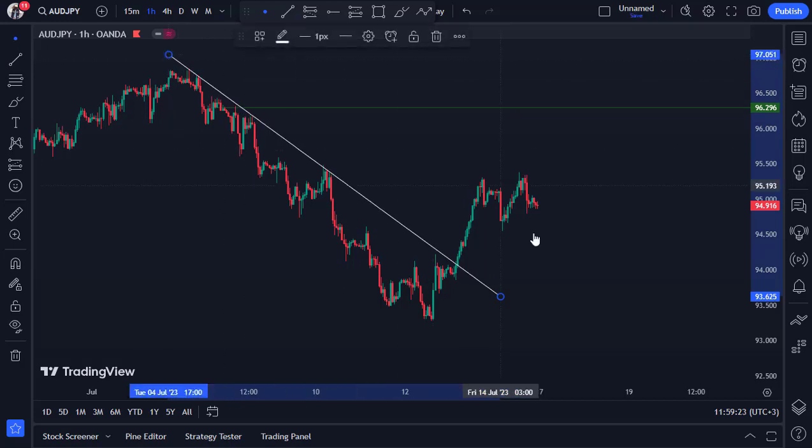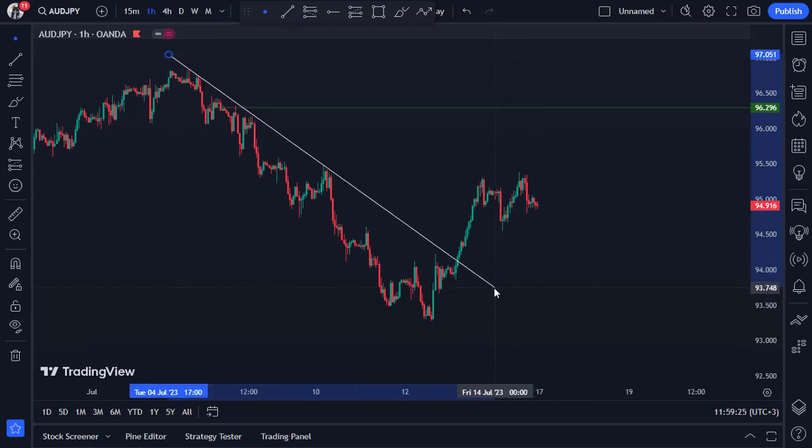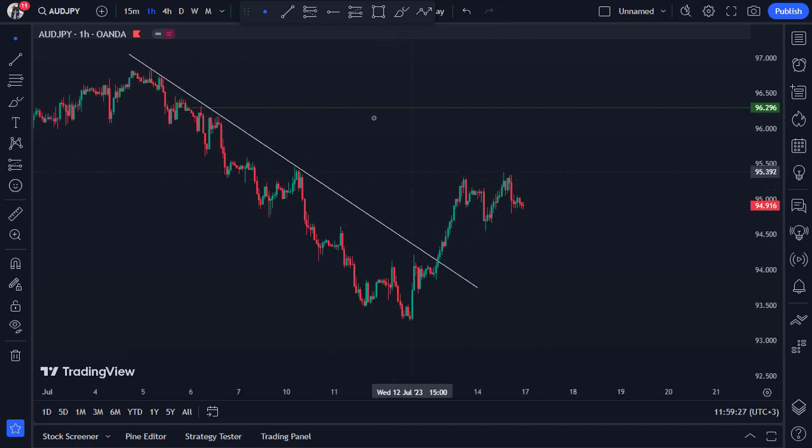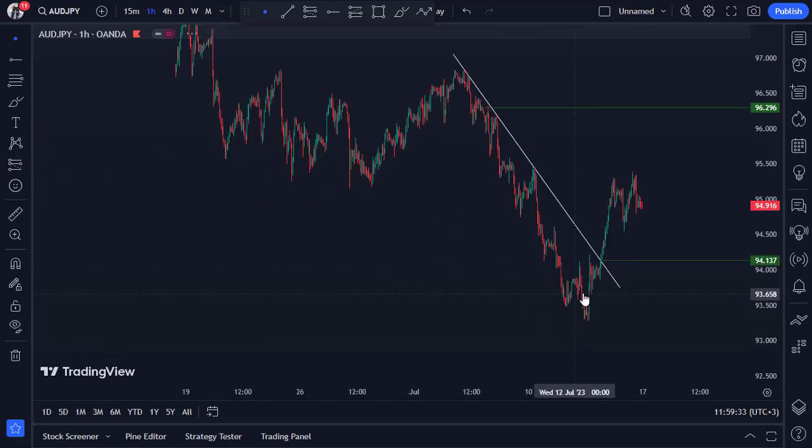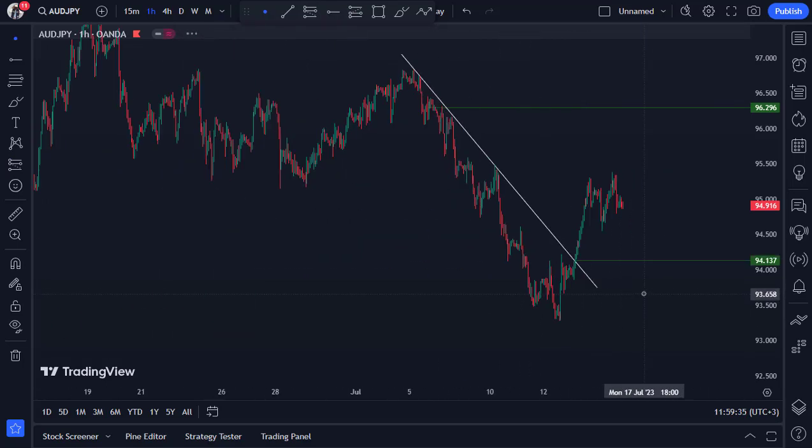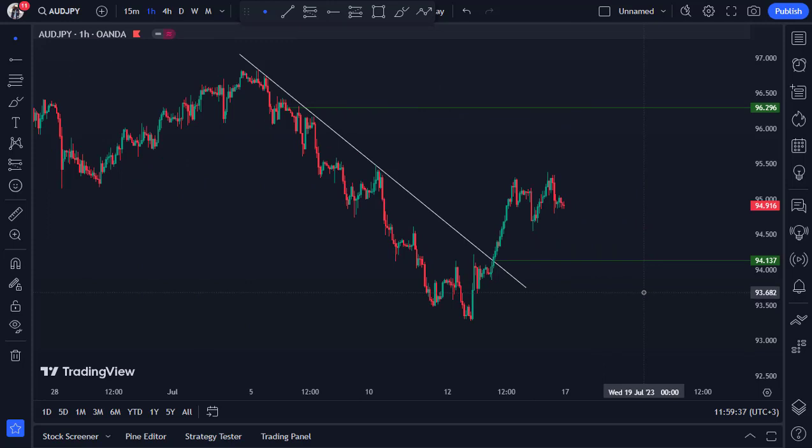You don't have to complicate these patterns, guys. Just use trend lines. Sometimes it can help you. Making it simple is very, very important. So this is our overall trend line that has been broken, and clearly it has been broken very impulsively.